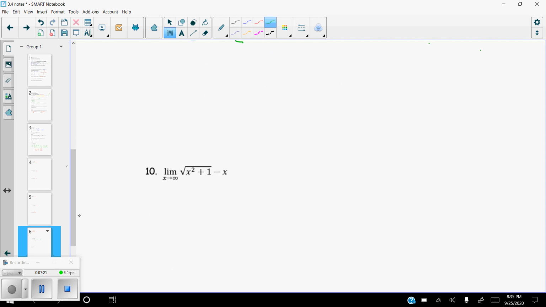This one's an interesting one because if you look at number 10, and I'm going to plug in really large negative numbers into both of the x's, it looks like that square root of x squared plus 1 would go off to infinity. We know x would go off to infinity. It'd be really nice if we could always say that infinity minus infinity is 0, but remember, infinity is not a number. It's a concept. So we actually have to do a little bit of math here.